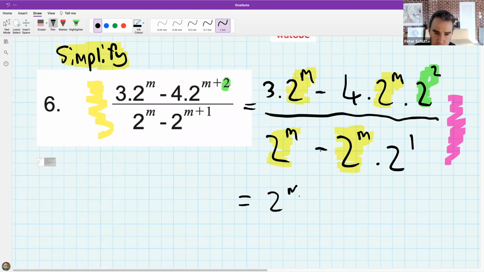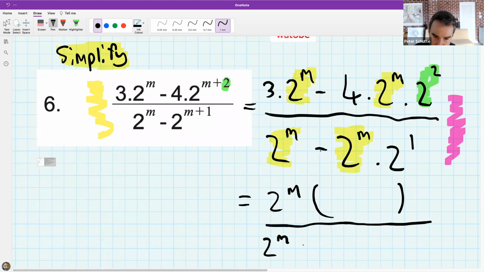Okay, so what we're going to have on the top is we're going to take out the common factor. And on the bottom, we're actually going to take out the same common factor. And now you have to ask yourself, what is going to go inside the bracket? Now, remember, this technique of factorization is called taking out the highest common factor. And when you do this, it should be reversible.